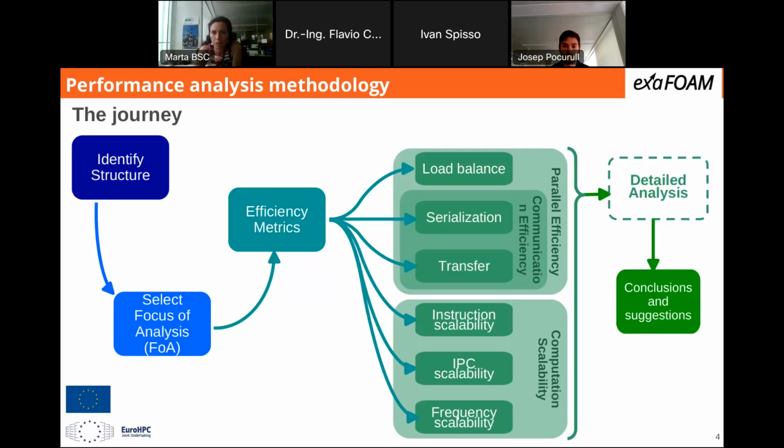From this focus of analysis, this part of the code that we want to analyze, we get some efficiency metrics. I'll explain later which are these efficiency metrics, but they are depicted in this picture. They are different, and based on which one of these metrics is low, it tells us where to look. From there, we do the detailed analysis, and from the detailed analysis, we can gather some conclusions and suggestions. This is quite abstract, but it's nice that you see the theory here, because then Josep will explain this performance analysis, and you will see each one of these steps explained by him and applied to a real analysis of a use case.